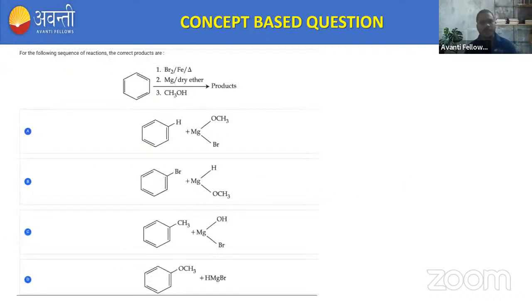Now, next: for the following sequence of reactions, what are the correct products? You have to identify the correct product. So we have benzene, right? This is a step-by-step reaction. Now this benzene is treated with Br2 and Fe with some heat in the first step. What do they form? We all know this: they will form bromobenzene.